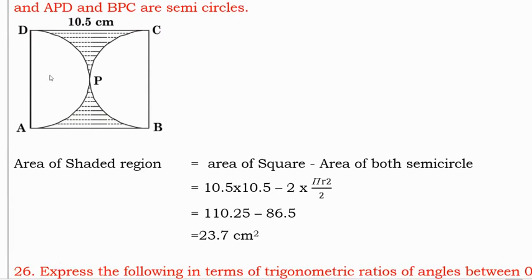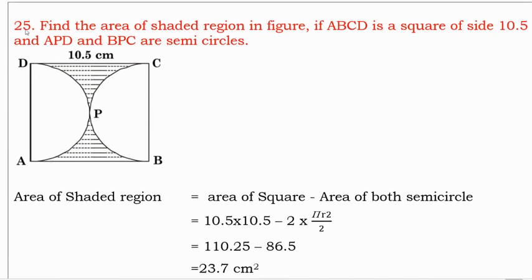25th question, find the area of the shaded region. This is the shaded region. ABCD is a square of side 10.5 centimeters and there are two semicircles. So we have to find the shaded region.